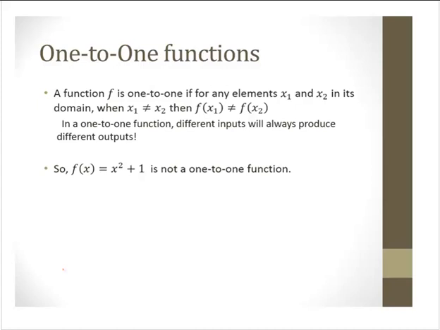So the example we just saw a moment ago, f of x is x squared plus 1, is not one-to-one because if we take x1 and x2 to be 2 and negative 2, obviously 2 is not equal to negative 2, but f of 2 is equal to f of negative 2. So f of x is x squared plus 1 is not a one-to-one function because different inputs did not produce different outputs.